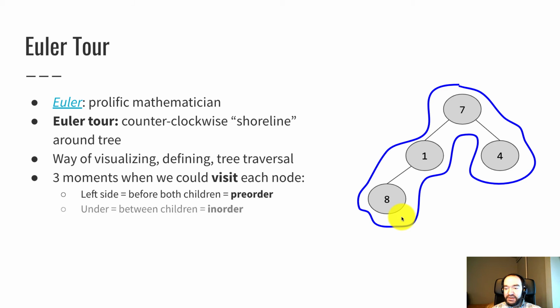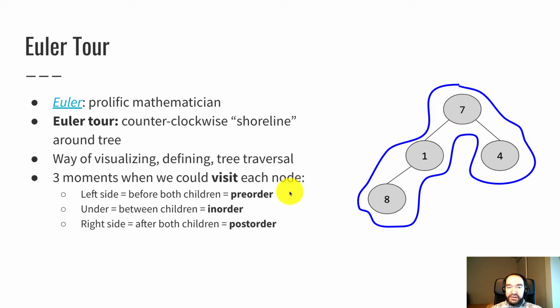The next moment when we could stop and visit 1 is when we're underneath the node or between the two child pointers. The third moment when we could visit a node is when we're on the right side, like over here. That's after we've gone past the two child pointers. That's the third alternative.